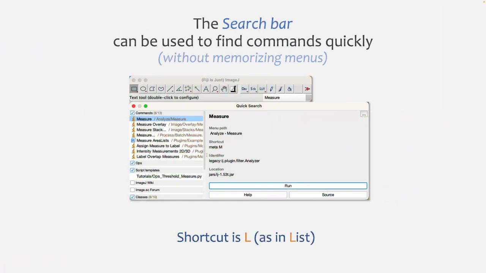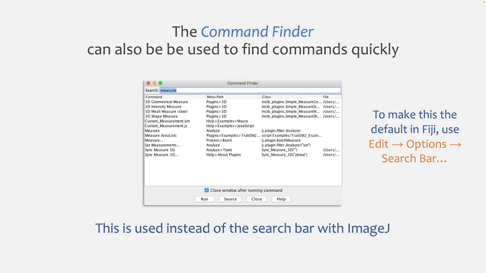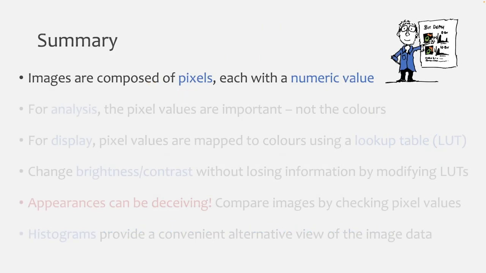And if you're using Fiji, you have the same idea, but it's called the search bar. So L will highlight it as well, and it will bring up the options here within Fiji. But it's the same idea of being able to search, and in ImageJ it's the command finder. And if you're using Fiji but you would rather use the command finder here, there's an option under Edit, Option, Search Bar that allows you to choose which one is going to be activated whenever you press L.